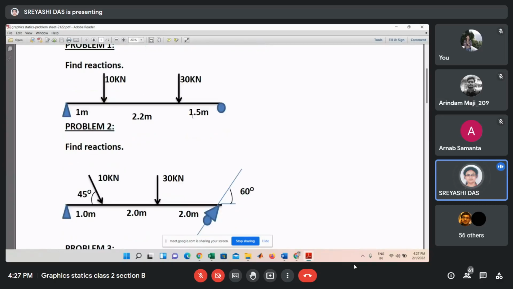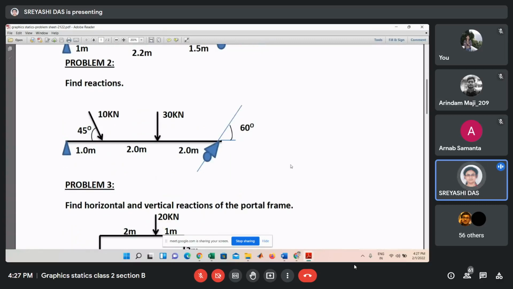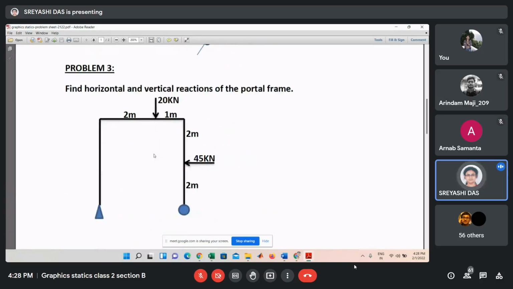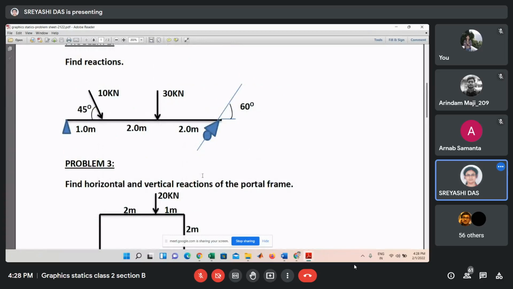You have already done this type of problem. Similar is problem 2, and problem 3 is a similar problem. Ma'am, in problem 2 the roller joint is inclined. Yes, the roller is on an incline, so you know the direction of that force. The reaction force will also be at 60 degrees with the horizontal. So you have to measure in that way.